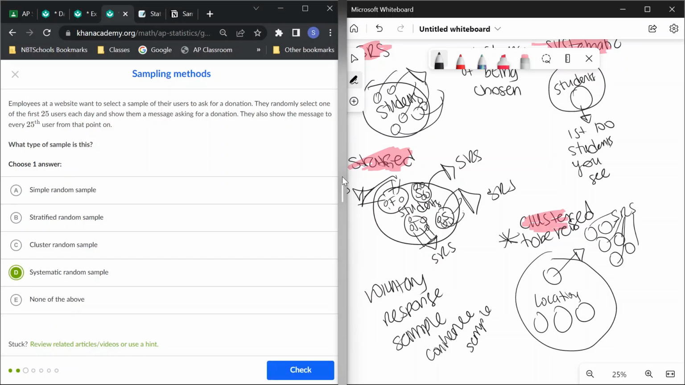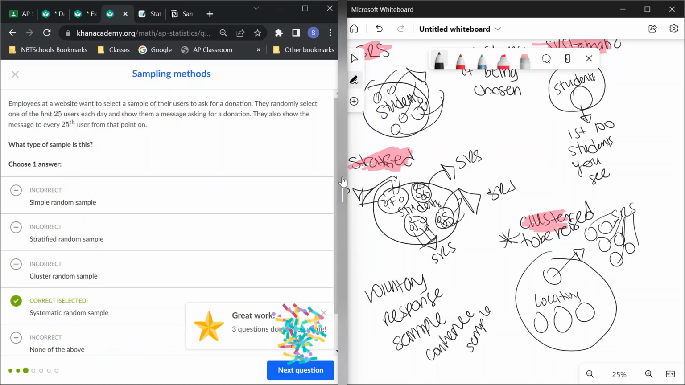Convenience is, I'm going to choose the first 25 or the first 5 students to enter the classroom, or the first 25 users to use my website. But systematic takes it one step further and takes every Kth number after that, while convenience just takes the first however many and that's it. Systematic follows a certain pattern, like every Kth number.